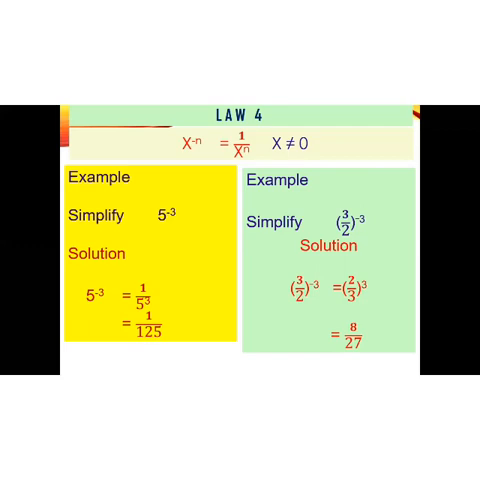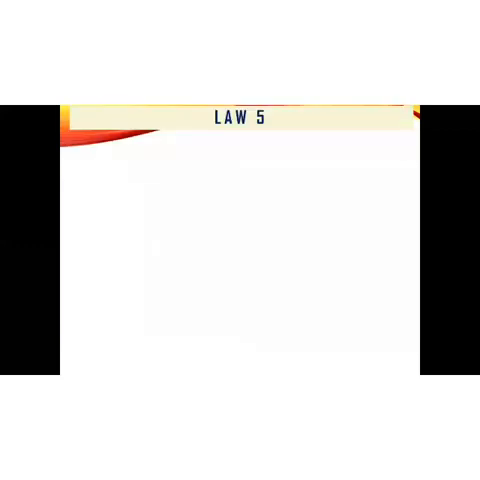Okay, so let's look at the 5th law. Now the 5th law is the law of the product of exponents. So when you have x raised to a power, and then all of a sudden you see the whole expression raised to another power. So when you have, for example, x raised to the power a, and then everything is now raised to the power of b, what do you do?